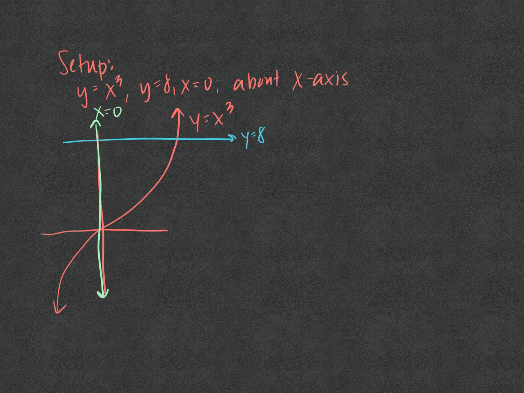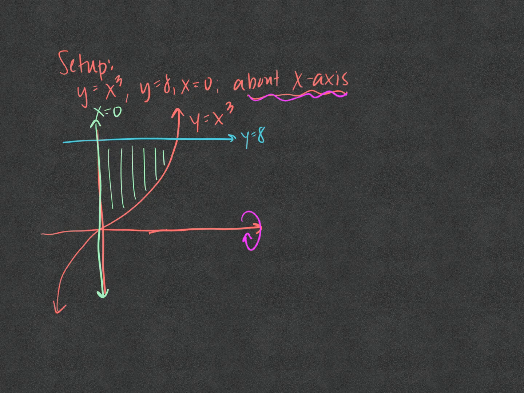Now your shading, we're tempted to shade underneath the red line in some way, but we cannot because our shading has to touch all three areas. So here's our shading right here. Now we need to label that we're rotating about the x-axis. I'm going to hit this stuff for this in pink. The more you draw, the better this is. So we're going about the x-axis.